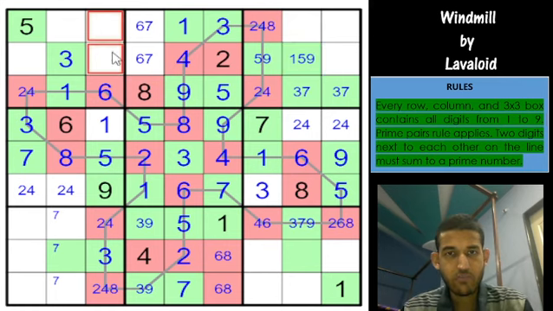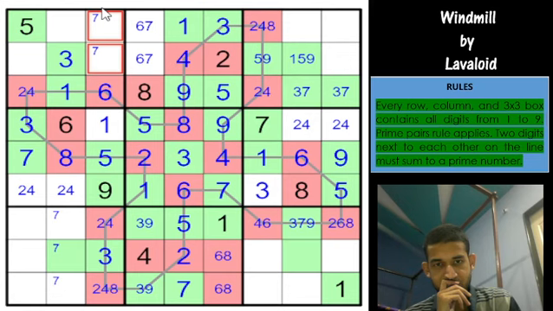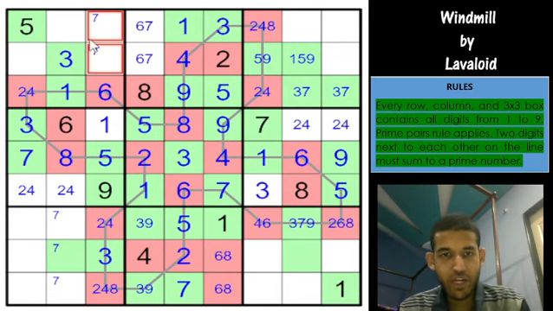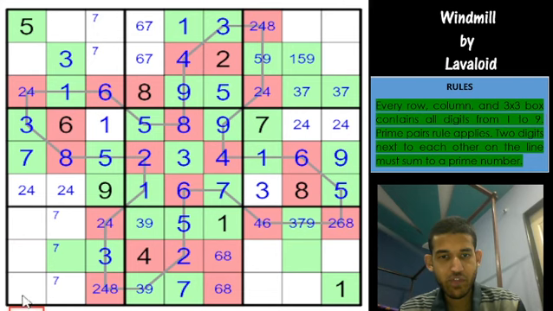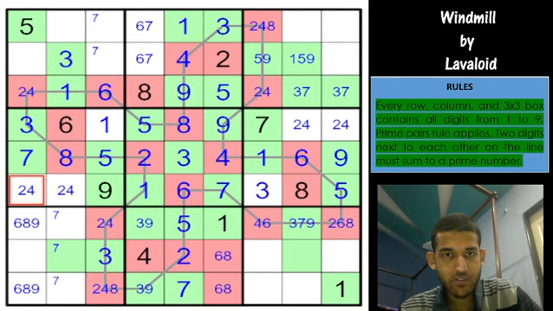And 7 in this box goes here. And a bit of classic will show you that these 2 cells must be 6, 8 and 9. Just writing the candidates there. You have a 2-4 pair. So of course I can shade these 2 cells as even.